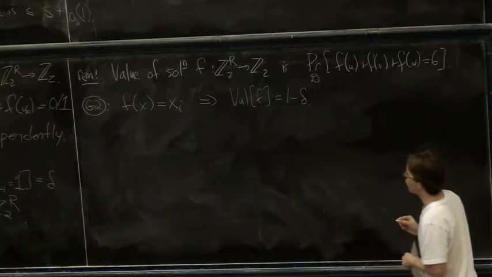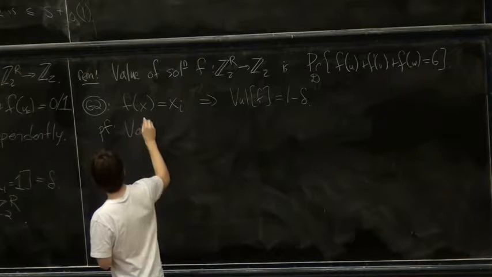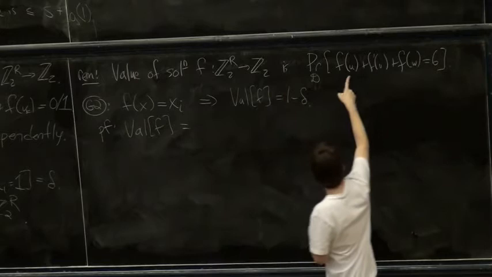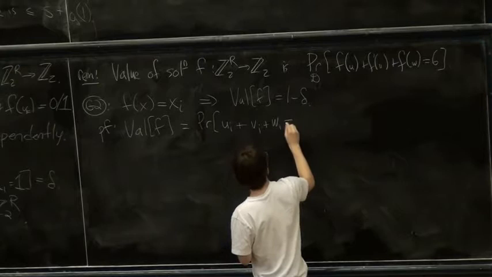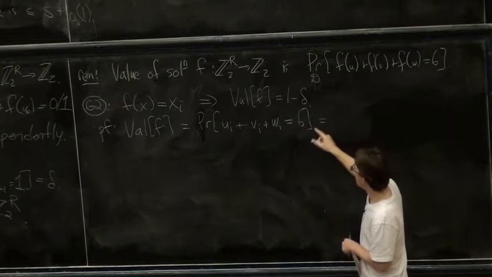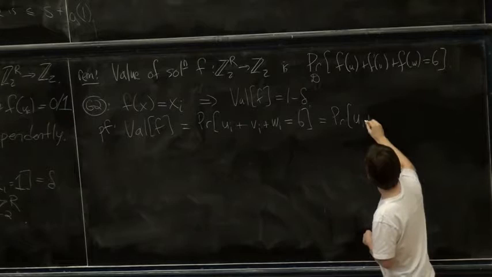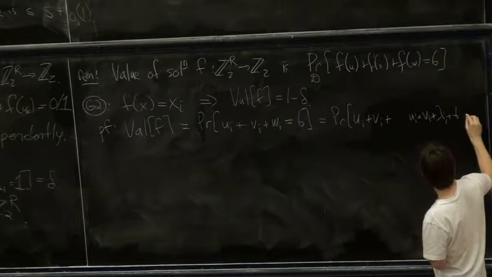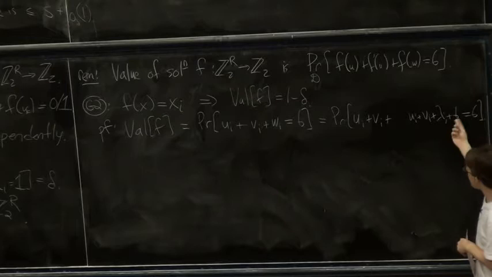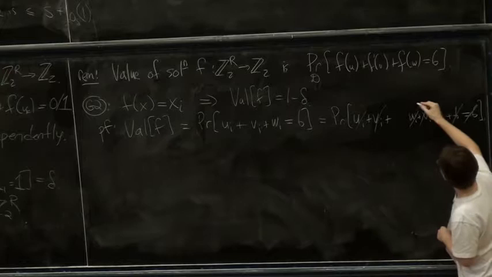Let's just formally check that. The value of such a function f, if it just outputs the ith coordinate, a projection function, is the probability that u_i plus v_i plus w_i equals b. And of course, w_i is by definition equal to u_i plus v_i plus lambda_i plus b. Everything is mod 2, so this cancels, this cancels, this cancels. And so it's the probability that lambda_i equals 0, which is, by design, 1 minus delta.